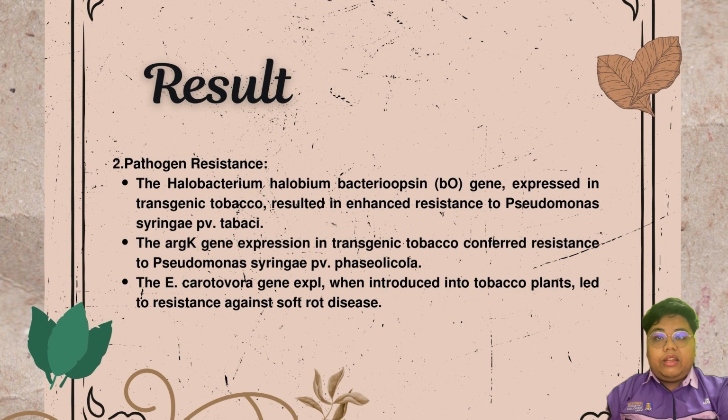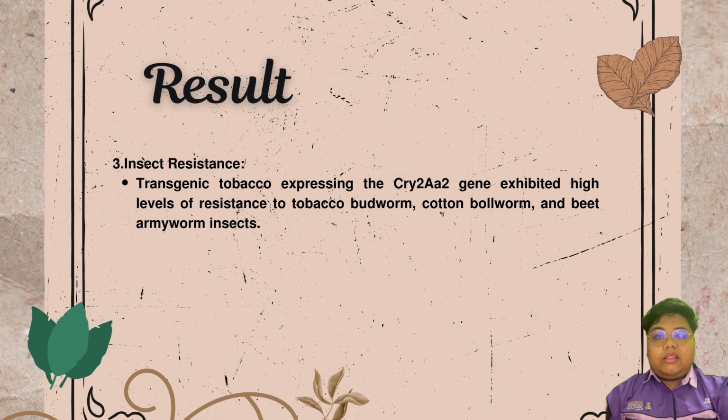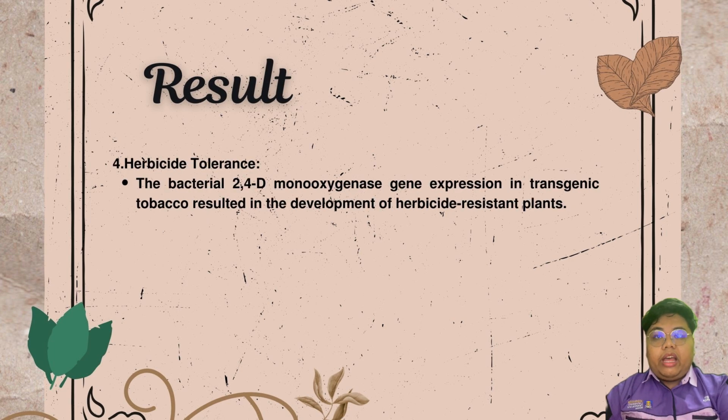Second, pathogen resistance. The Halobacterium halobium bacteriopsin gene bO expressed in transgenic tobacco resulted in enhanced resistance to Pseudomonas syringae. The AGR569 gene expression in transgenic tobacco confers resistance to Pseudomonas syringae. The carotovora gene ESPL, when introduced into tobacco plants, led to resistance against soft rot disease. Third is insect resistance. Transgenic tobacco expressing the Cry2AA2 gene exhibited a high level of resistance to tobacco budworm, cotton bollworm, and beet armyworm insects.